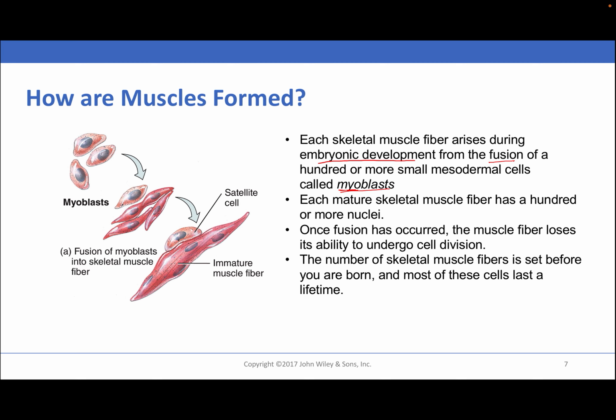Once these myoblasts fuse, they are going to become mature skeletal muscle fibers. This is why we see this multinucleated structure with multiple nuclei, because we've got the fusion of multiple different little myoblasts. But once fusion occurs, our muscle fibers have lost the ability to undergo cell division. So you're kind of stuck with the number that you've got. The number of skeletal muscle fibers that you have is pretty much set before you're even born.